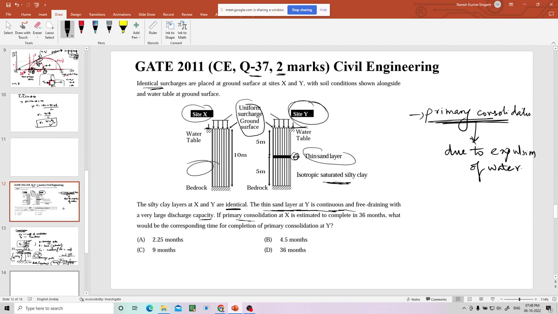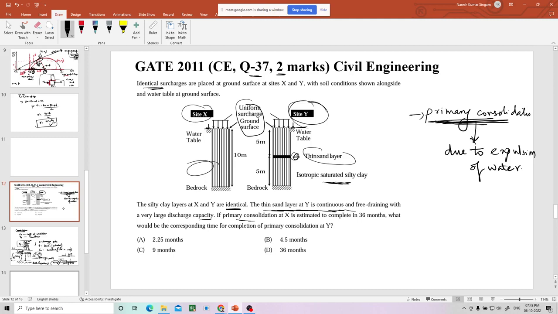But primary consolidation means there is no disturbance in the soil grain, but there will be expulsion of the water. Because of that, the volume gets reduced. That is called primary consolidation.